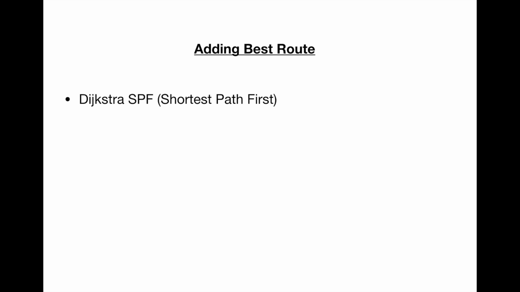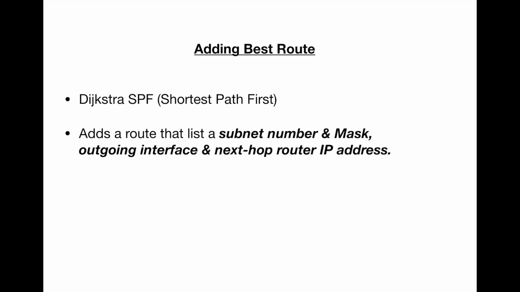The LSAs inside the LSDB do not contain the specific information that the router needs. That is the reason the SPF has to run to find the best path. Once it finds the best path, it adds it into the routing table with the subnet number and mask, the outgoing interface, which interface is going to take that path, and the next hop router IP address. This is pretty standard.